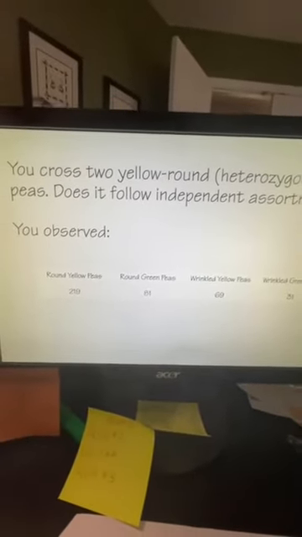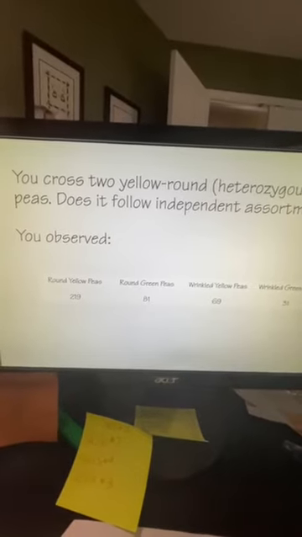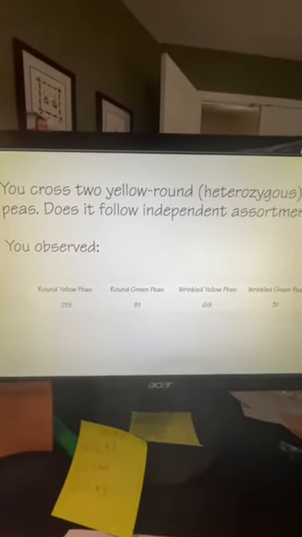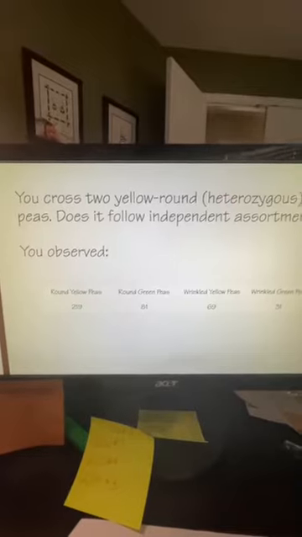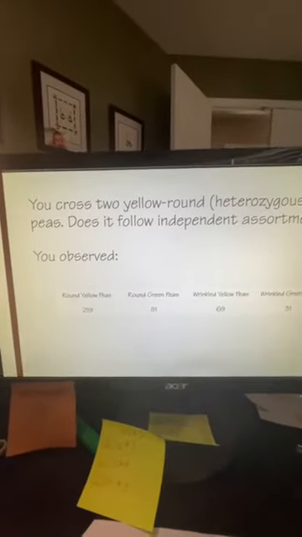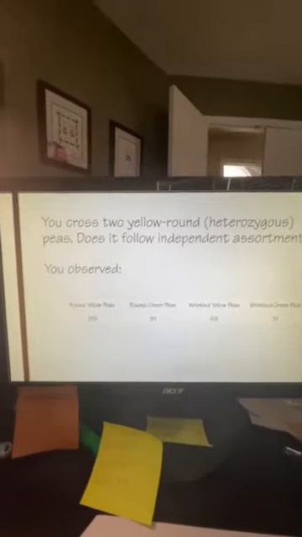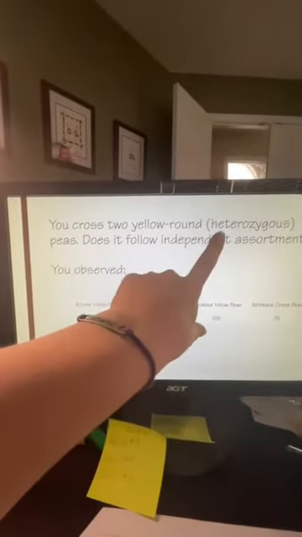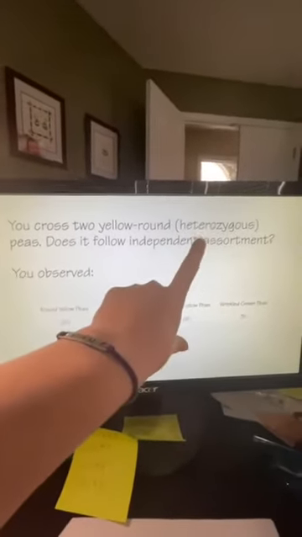And because I feel that some students who might need a little bit more support need to see all the steps, just bear with me since I'm going to go through all of the steps with it. So we're going to do a chi-square based on a genetics problem. You cross two yellow round heterozygous peas.